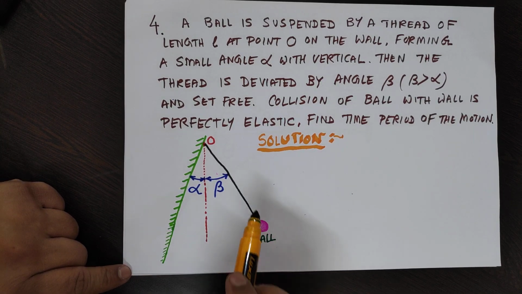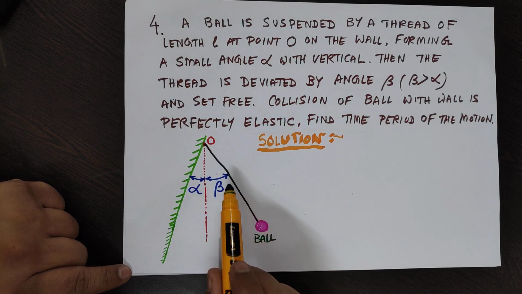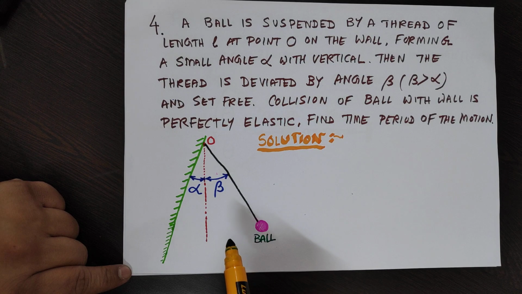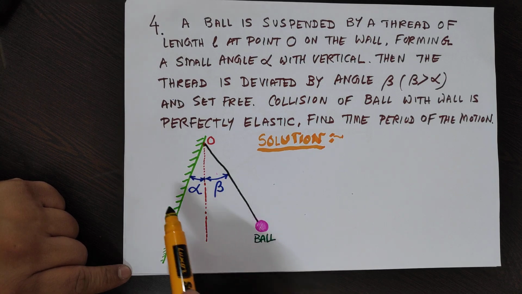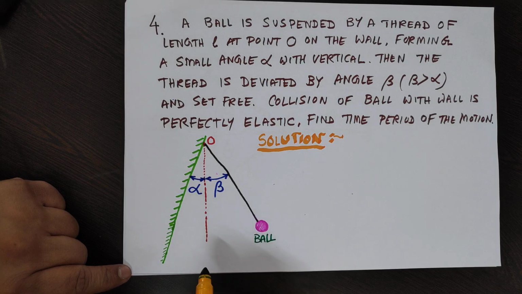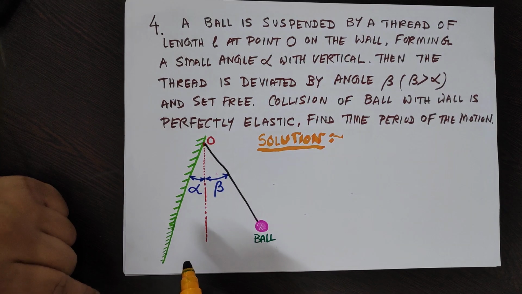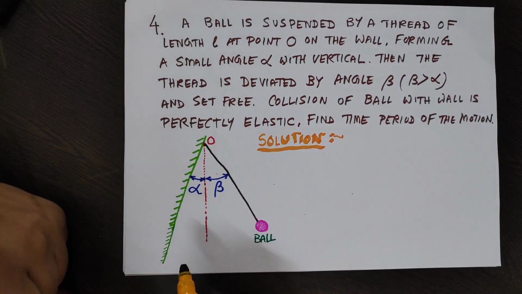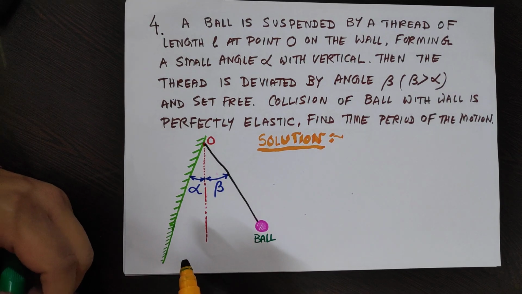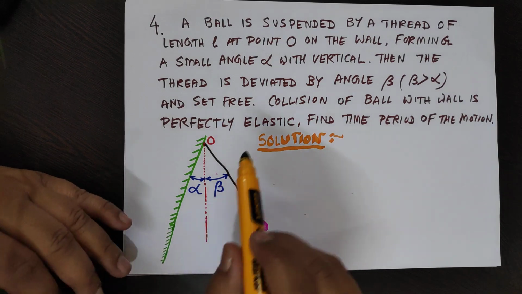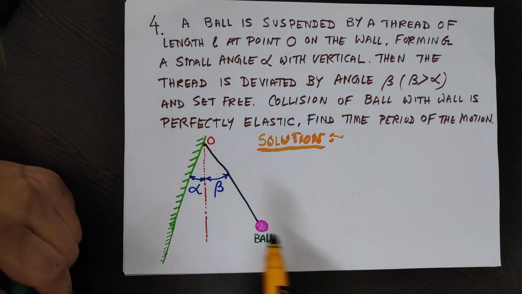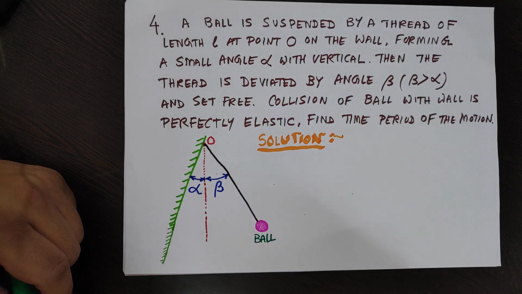The thread is pulled, so that the ball is now at this extreme position, making an angle beta with the vertical line, and then released. And by the way, the wall makes an angle alpha with this vertical line. Now this alpha is less than beta, and it's set free. So considering perfectly elastic collision between the ball and the wall, find the time period of this motion.